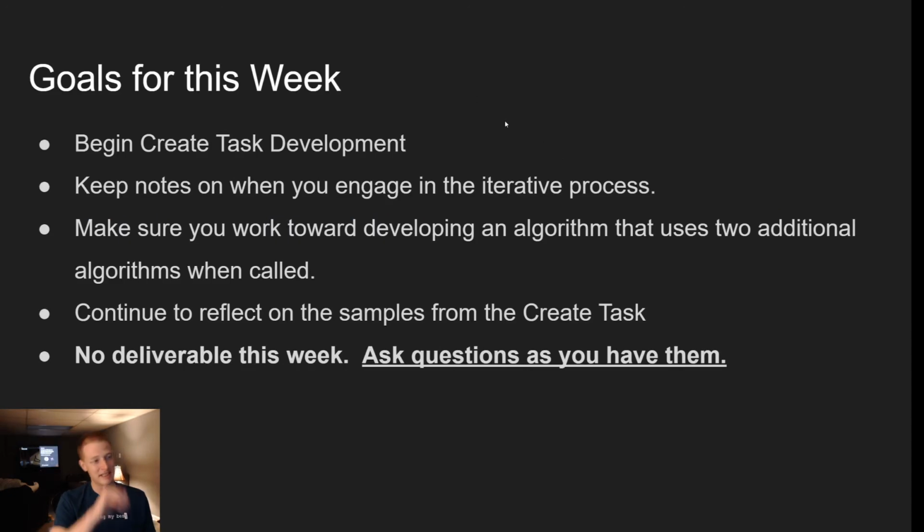For this week, it's pretty much the same stuff as last week because I'm just going to continue to remind you that as you start your create task development, you really need to be keeping notes on when you engage in the iterative process. You should continue to reflect on the samples from the create task as you do your work.